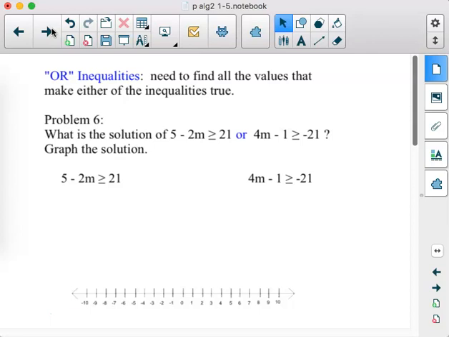And then let's see what the graph of an OR statement looks like. So they took 5 minus 2m greater than or equal to 21 and put it over here, so we've got some workspace. 4m minus 1 greater than or equal to negative 21, again, giving us workspace. 5 minus 2m is greater than or equal to 21. What are you doing? Because I know you're already solving it. Subtracting 5 from both sides.